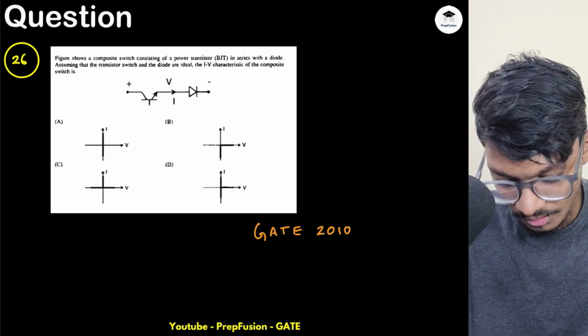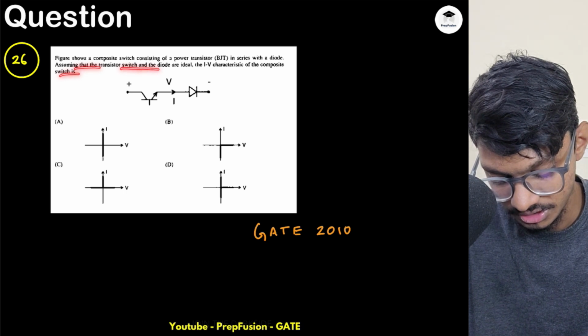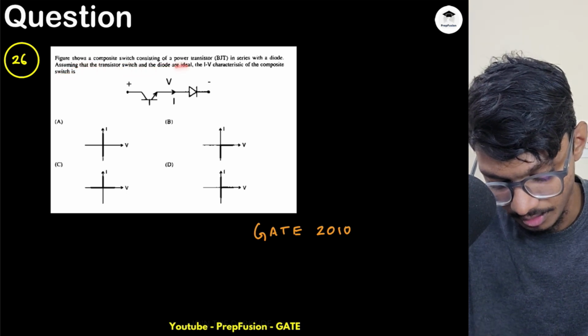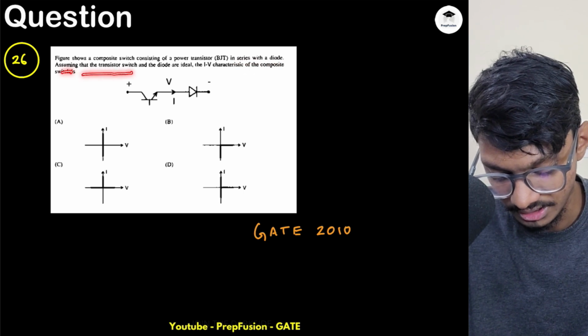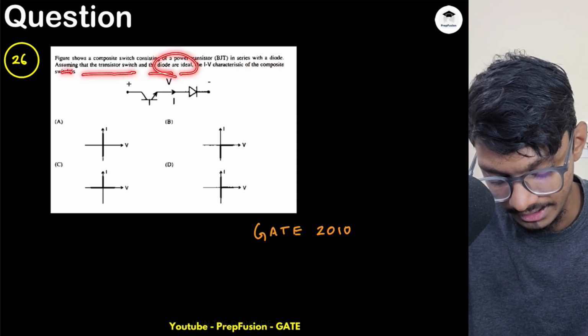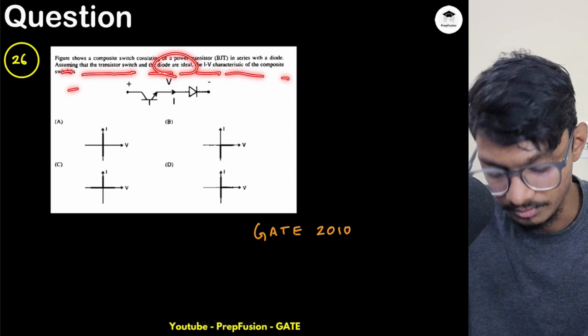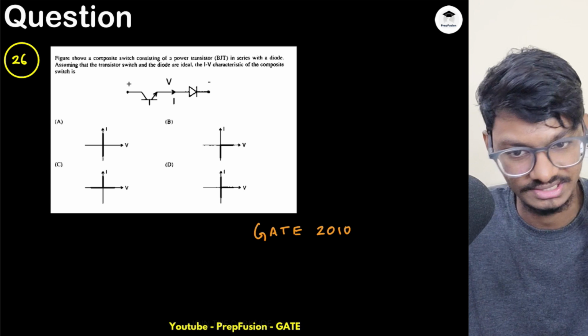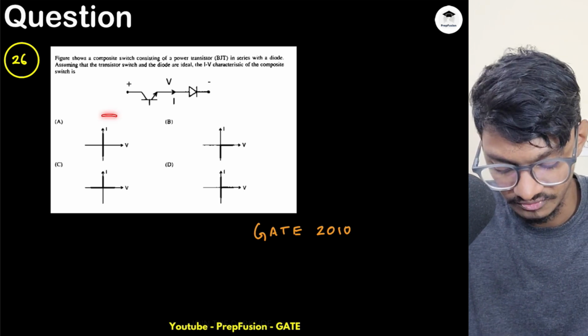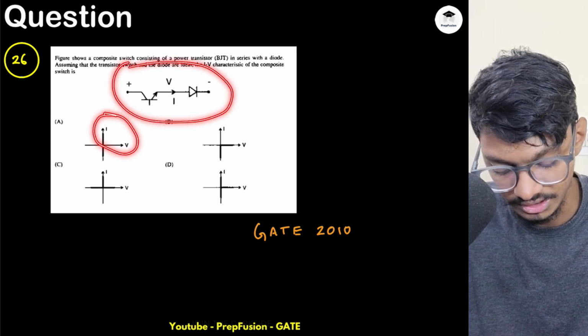Next is this, right? This figure shows a composite switch consisting of a power transistor in series with a diode. Assuming that the transistor switch and the diode are ideal, the IV characteristics of the composite switch. Basically, we haven't studied composite yet, but you can still solve this with basics, right? What are they basically asking? They are asking us the VI characteristics of this overall switch, right? Overall switch.